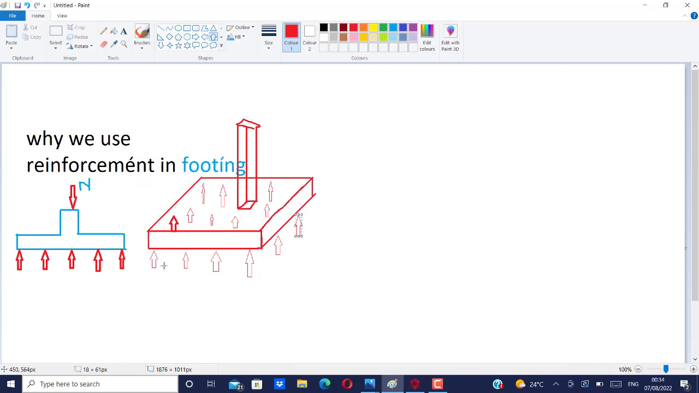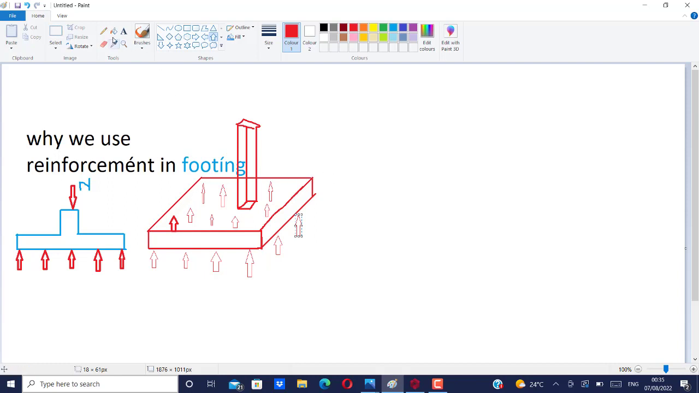Now this soil, this is our base. This is our base, and these soil pressures are acting everywhere within the base area. I just try to show it here from underneath our base area. The soil pressure is acting everywhere underneath this base area.